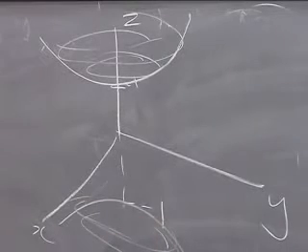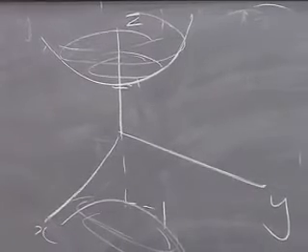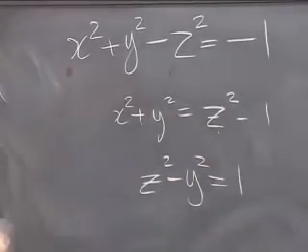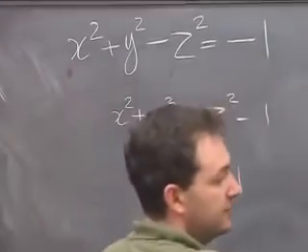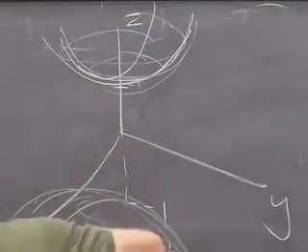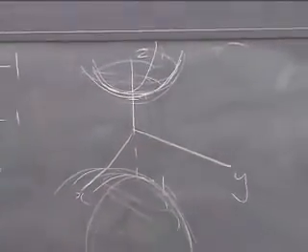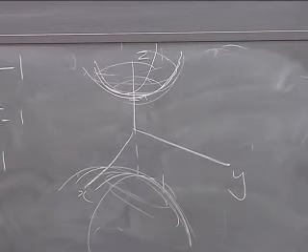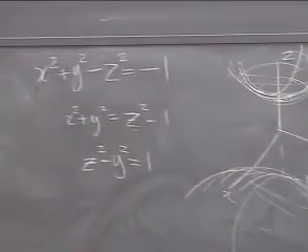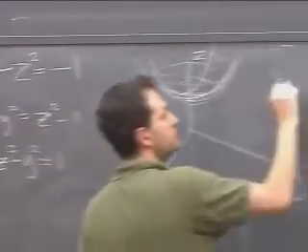But if you look at how that bowl looks, when x equals 0, say, we can rewrite this as z squared minus y squared equals 1. So this is a hyperbola, as is this and this. So the bowl is made up of a revolved hyperbola. If you turn your head this way, you will see the hyperbola, and it is just revolved around the z-axis. So this is called a hyperboloid of two sheets.